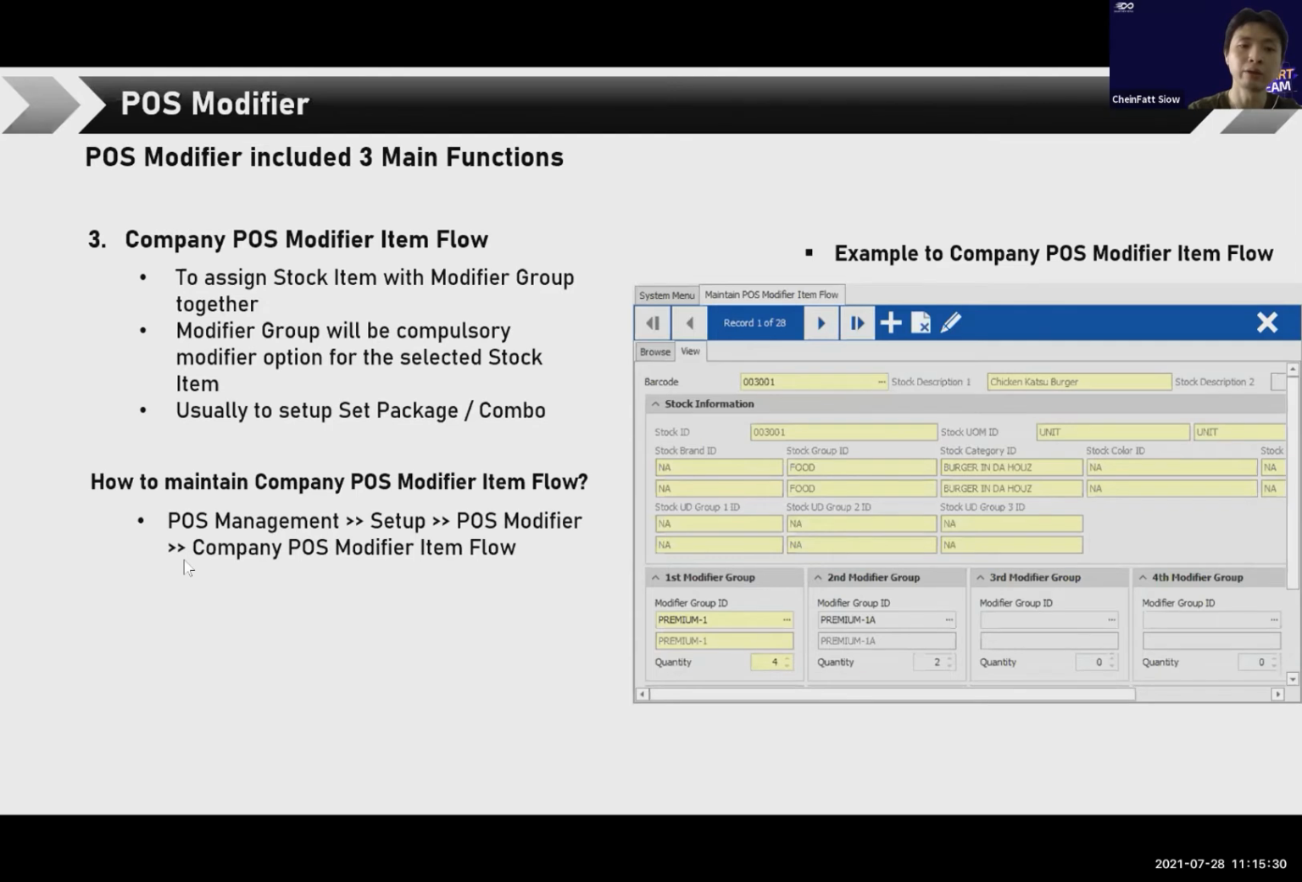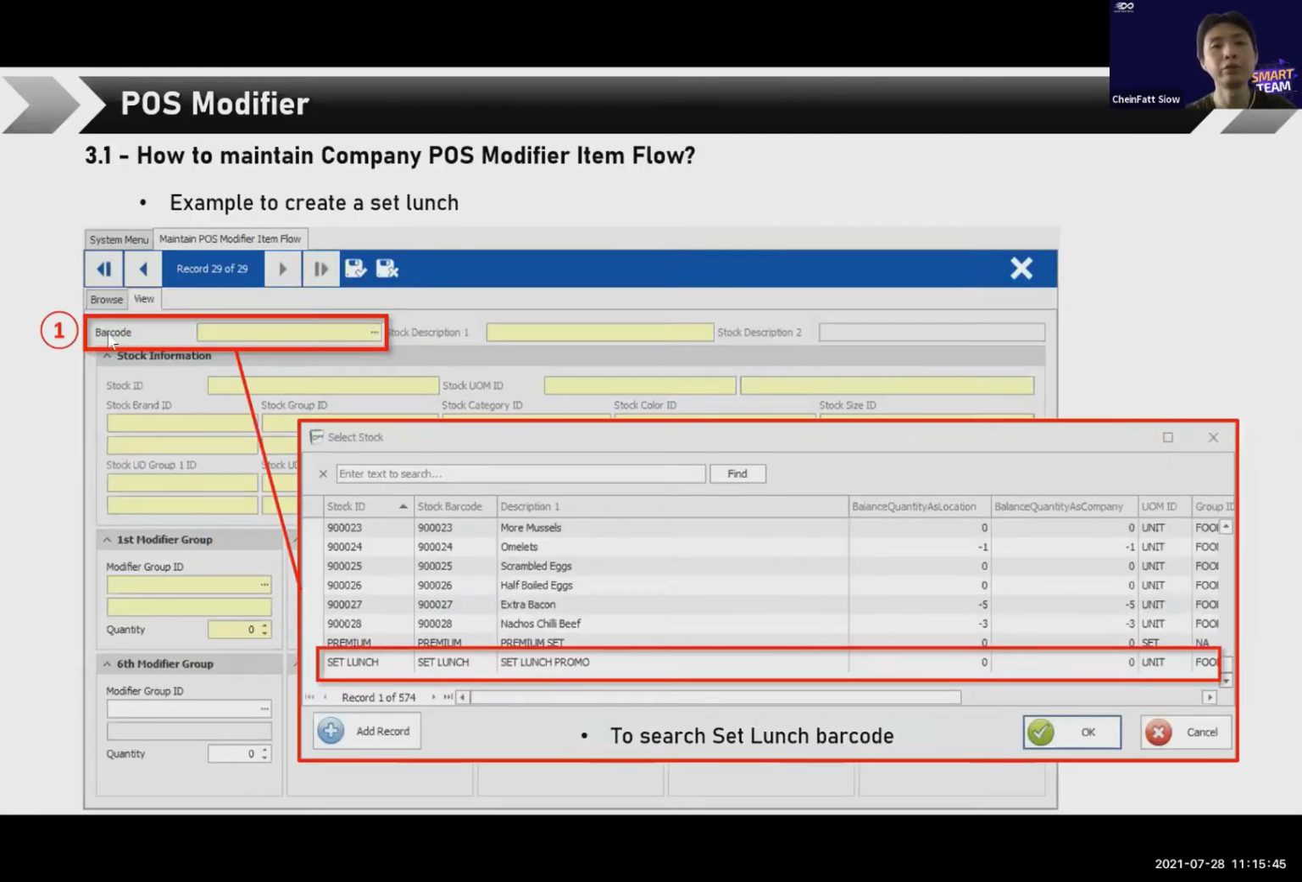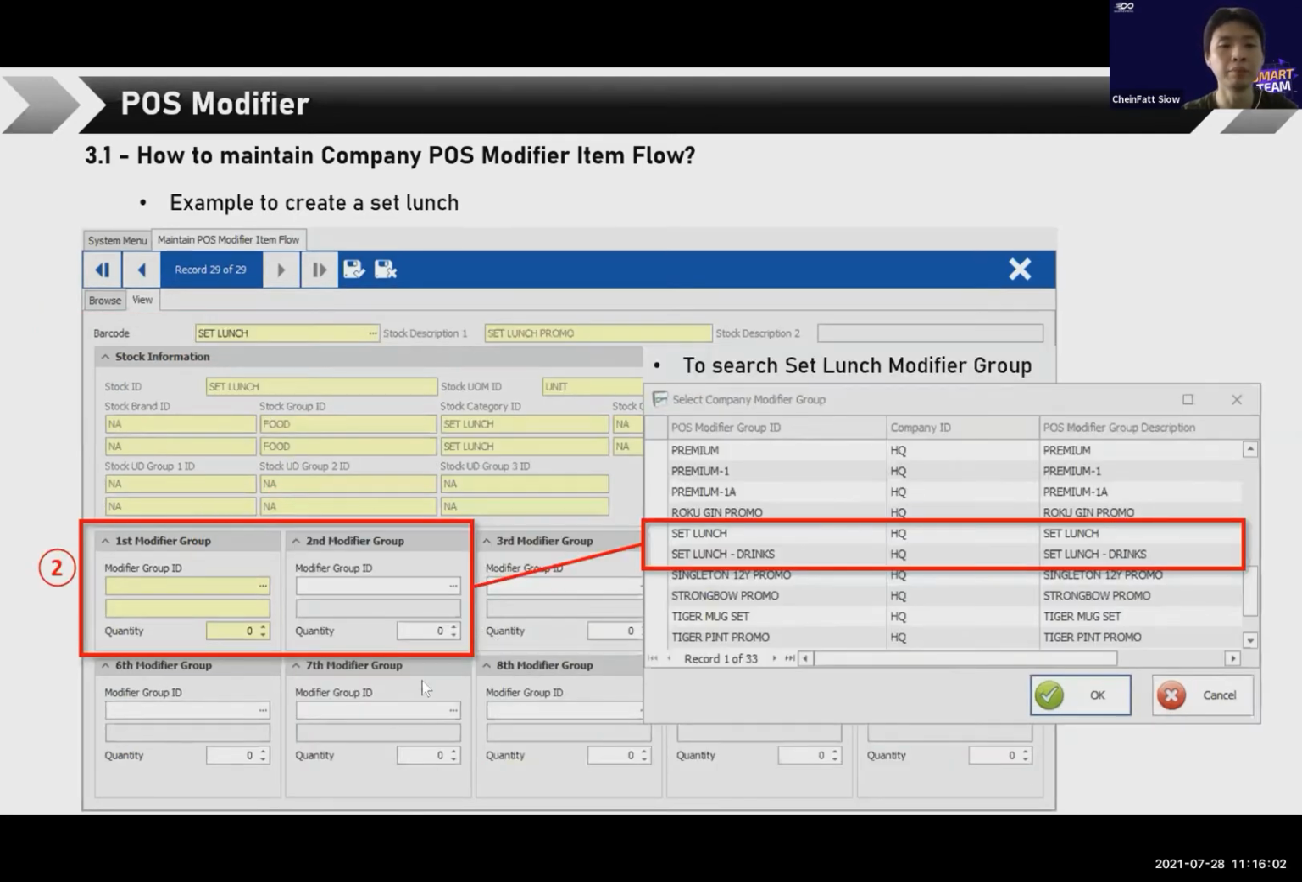So this one will be under the post modifier. You can see there the company post modifier item flow. This is the example screen we are at, the maintain post modifier item flow there. Okay. After you come into this screen, you just select the item barcode. That means if you have a set lunch, you can come to the barcode there to search the set lunch. Then you can put the modifier group there, the set lunch group modifier group, and then the set lunch for the drink under the second modifier group.